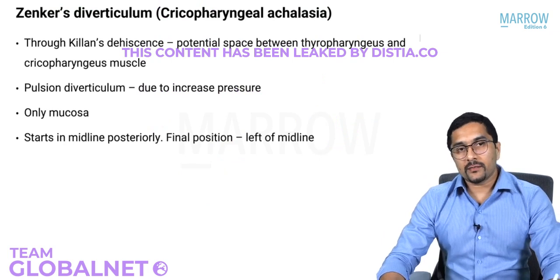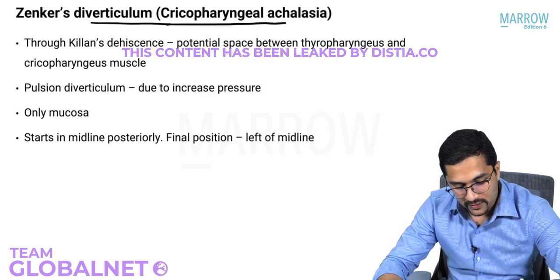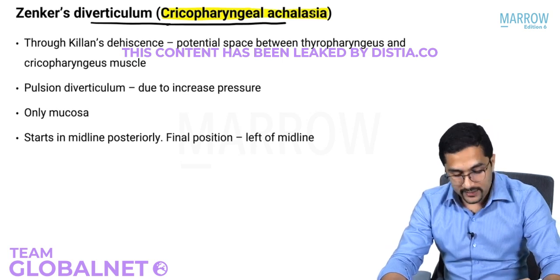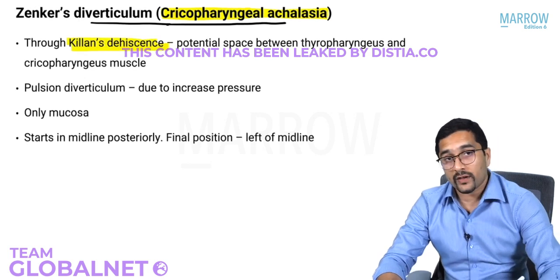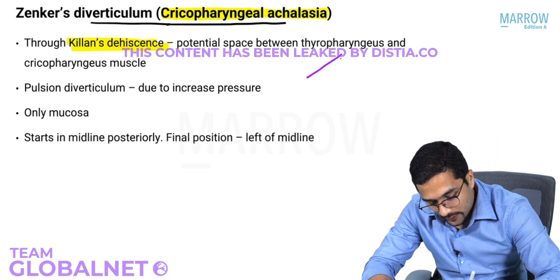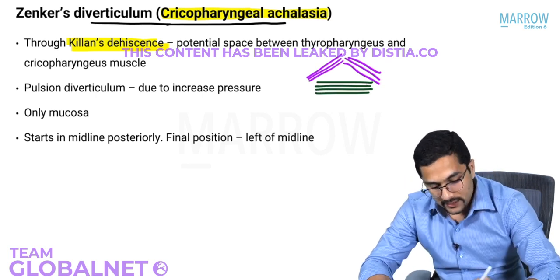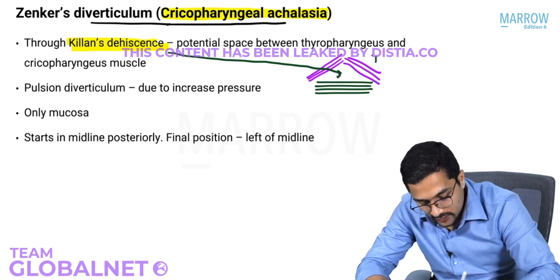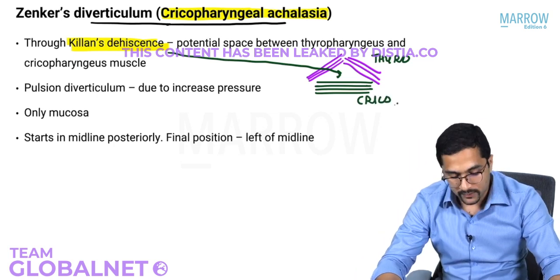Now, Zenker's diverticulum is a very important topic. Another name mentioned in the latest Sabiston is cricopharyngeal achalasia. And this occurs through the Killian's dehiscence, which I've told you is a potential space between the thyropharyngeus and the cricopharyngeus. The thyropharyngeus has oblique muscle fibers and the cricopharyngeus has transverse muscle fibers, and there is a potential space between these two which is known as the Killian's dehiscence. So this is your thyropharyngeus and this is the cricopharyngeus, which are the 2 portions of the inferior constrictor muscle.